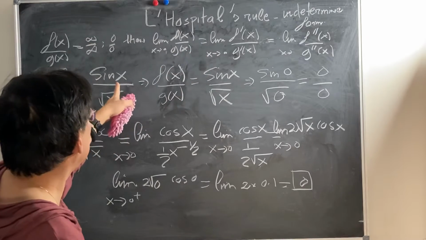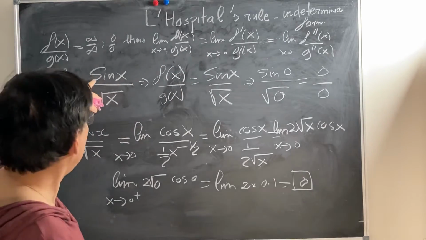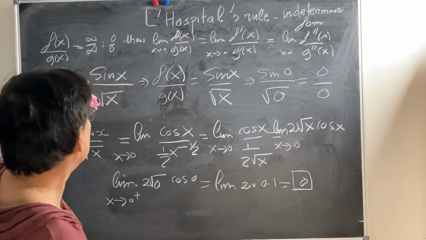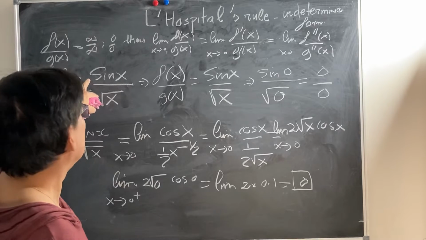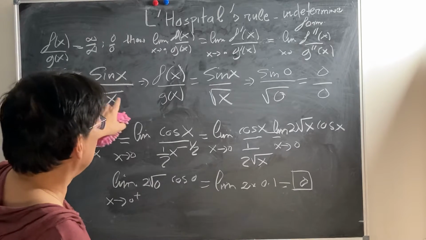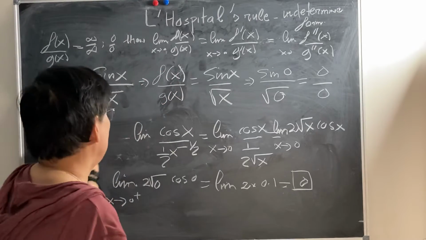If you don't apply L'Hopital's rule, if you just take the derivative of sine x and the derivative of cosine, then this quotient is an indeterminate, undecided form. So you have to apply L'Hopital's rule. Let's go to another example.